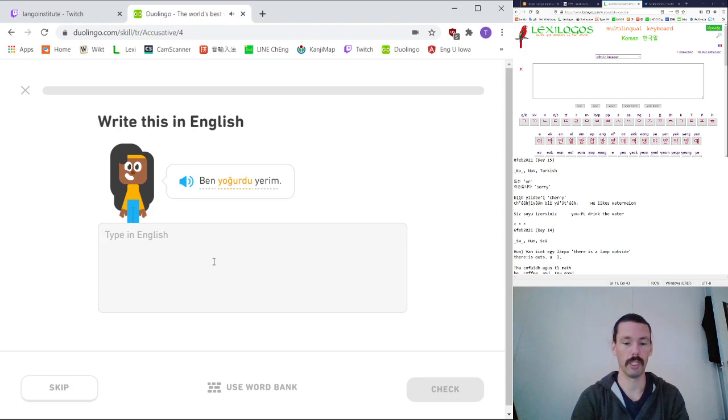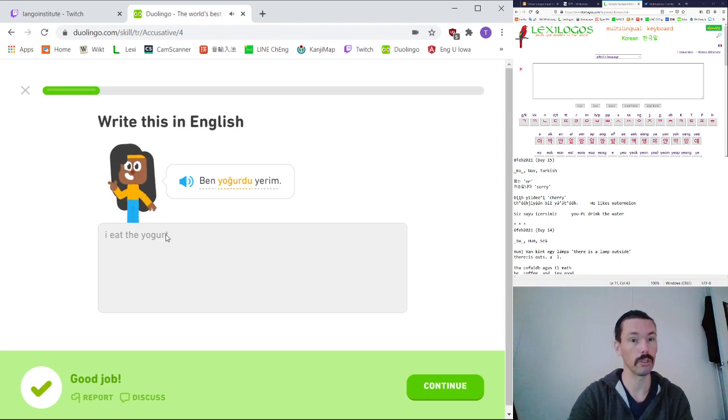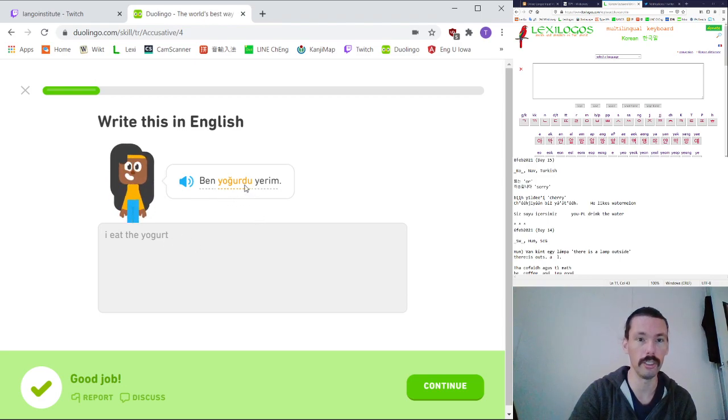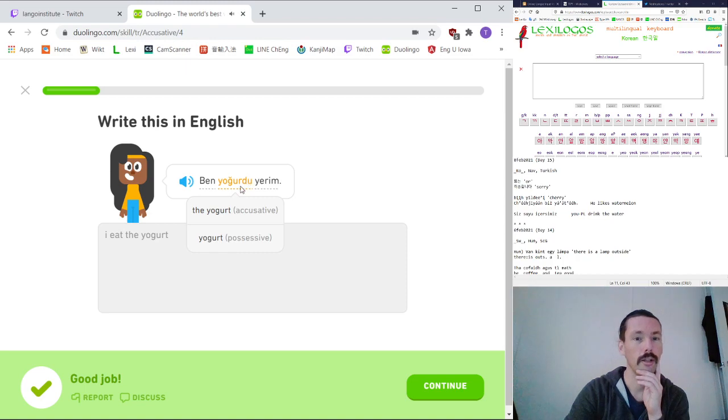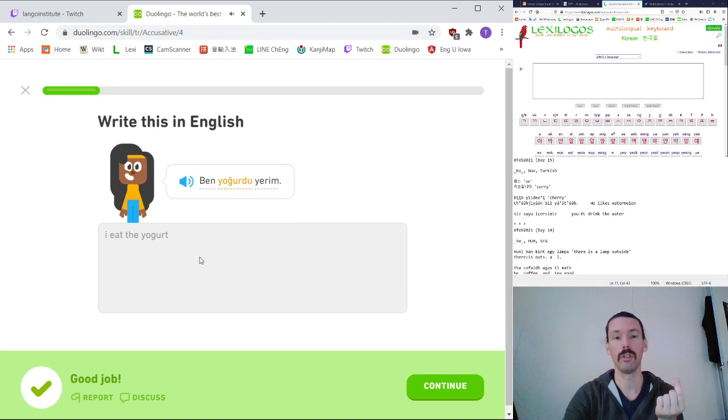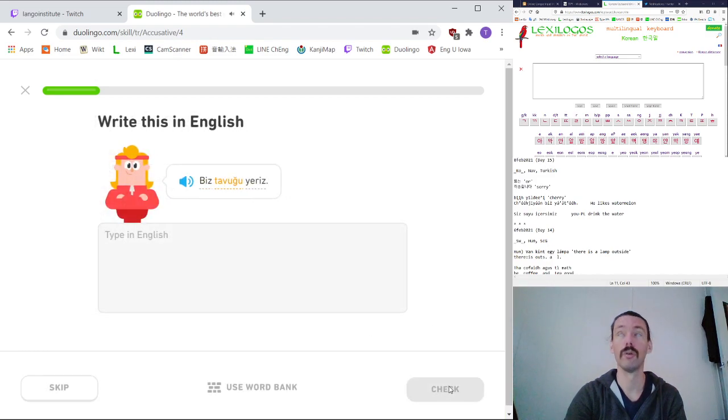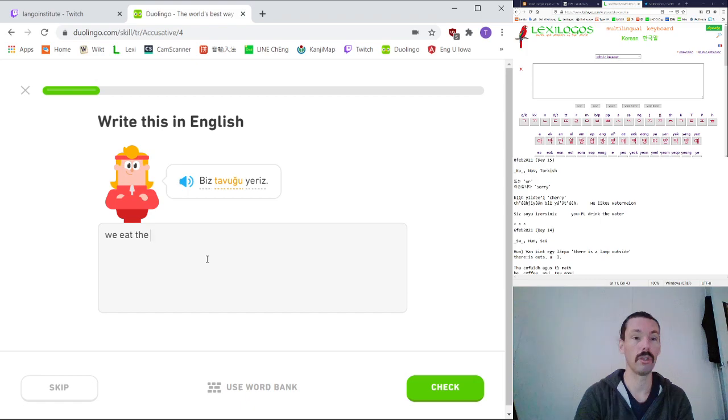Ben yoğurdu yerim. Yogurt. And we get our word yogurt from Turkish. Note that the original word has a D, yoğurdu. Stem, yoğurdu. When that D is the last sound in the word, it's going to be pronounced as a T, maybe, or maybe it's a matter of what language it came through on its way to us. Biz tavuğu yeriz. Biz, that's we. Tavuğu, the chicken. We eat the chicken. And note how yeriz rhymes with the pronoun biz.